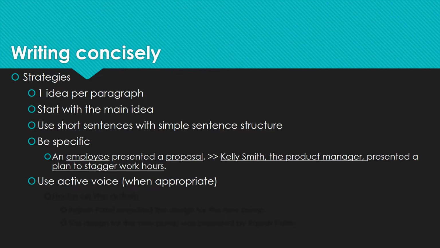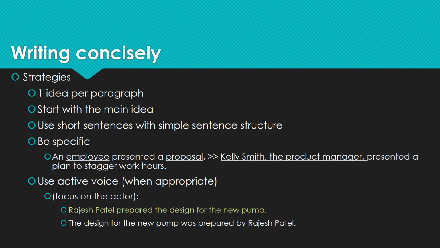Finally, when appropriate, choose active voice over passive voice. To review, active voice is a clause or a sentence that starts with the actor or the doer of the action. For example, the sentence, "Rajesh Patel prepared the design for the new pump," is in active voice because we start with the actor, Rajesh Patel. Conversely, passive voice focuses on the action, as in the sentence, "The design for the new pump was prepared by Rajesh Patel." In this sentence, we're focusing on the action.